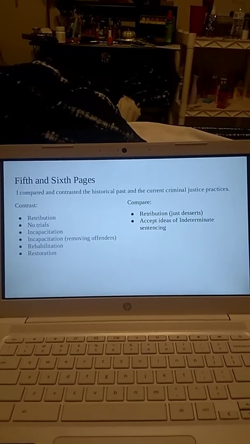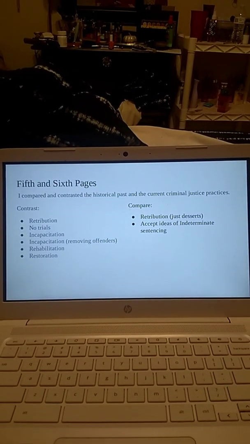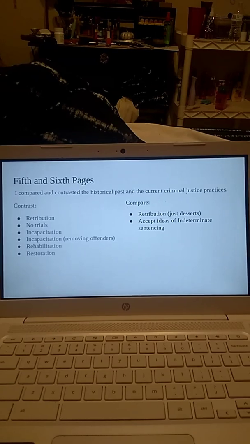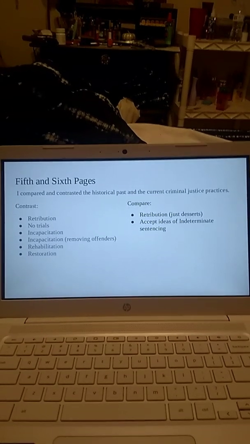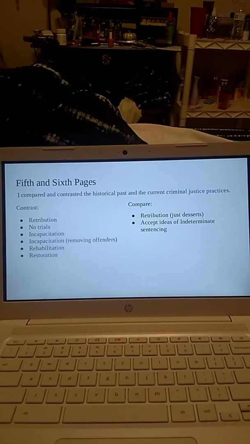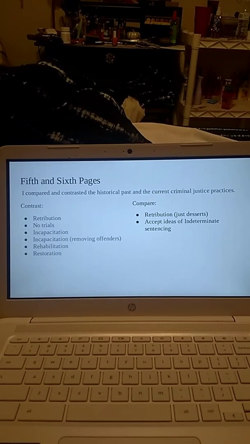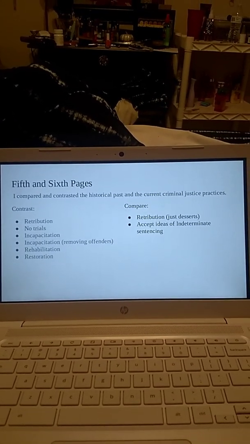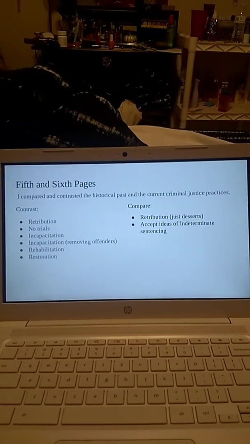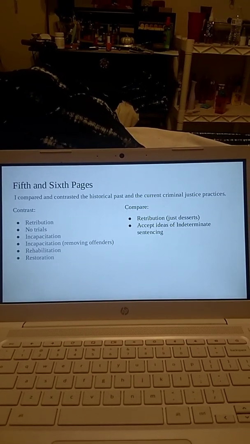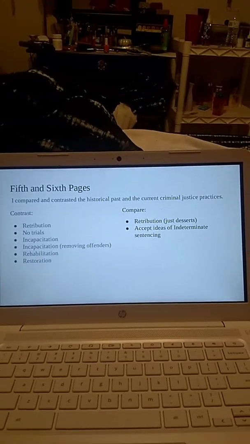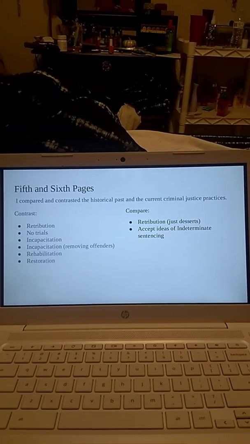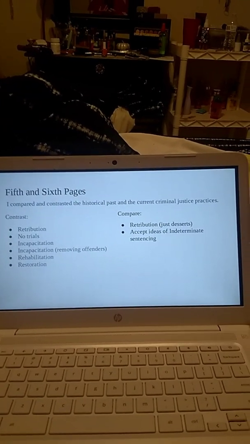In my 5th and 6th page, I compared and contrasted the historical past and current criminal justice practices. Some of the ways that they have contrasted was retribution, the fact that in the historical past they did not have any trials, and incapacitation. In historical terms they would cut off people's hands and arms, or hands and feet, or whatever limbs that they had used to commit the crime in order to stop them from committing the crime again. But nowadays, incapacitation is just by removing offenders from society in order for them to stop crime in general.